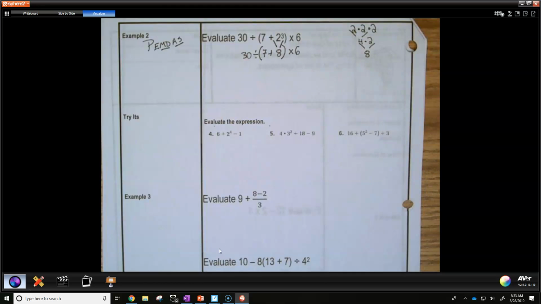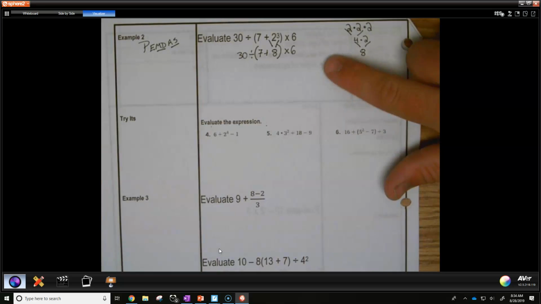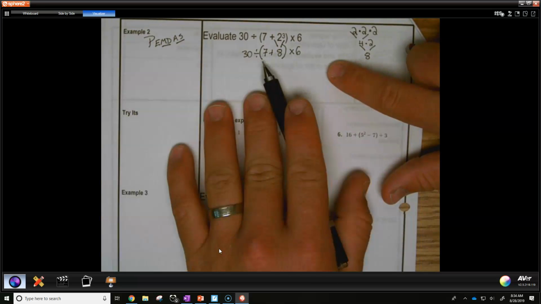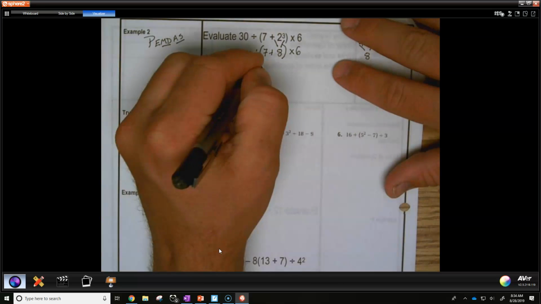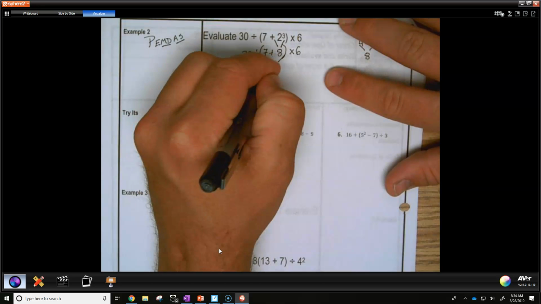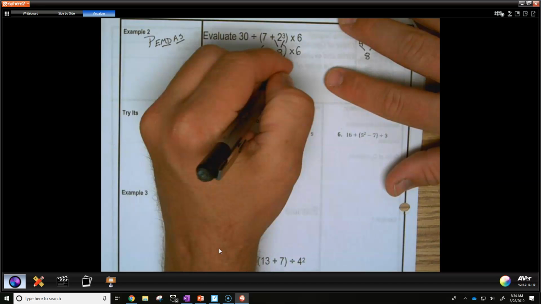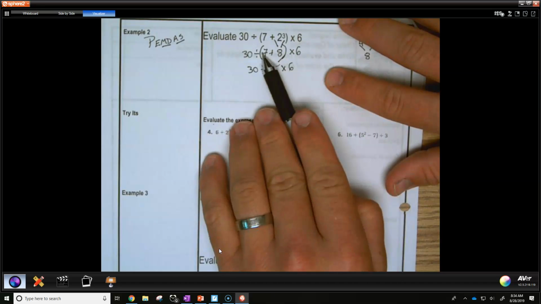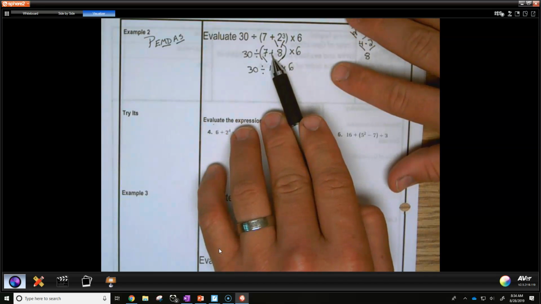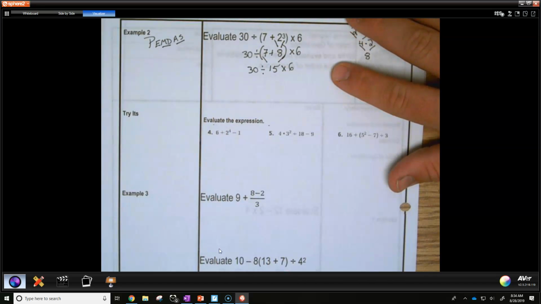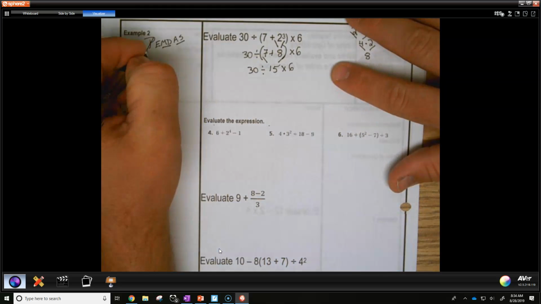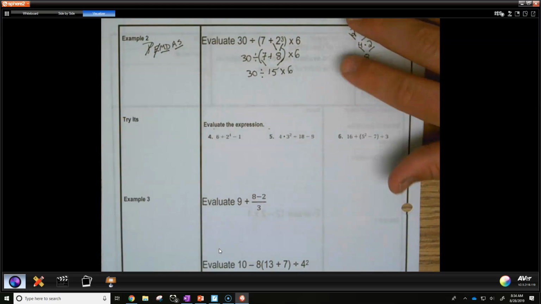I cannot stress this enough. Today on your homework, I need to see a new line for each problem. We are reworking it each time. I still have parentheses. Inside my parentheses, though, there's only addition. So 7 plus 8 is 15. We rewrite our equation. We no longer need the parentheses because we've simplified it. 7 plus 8 first was 15. I no longer have parentheses. I have no more exponents.